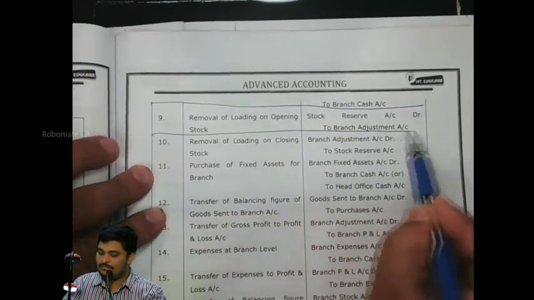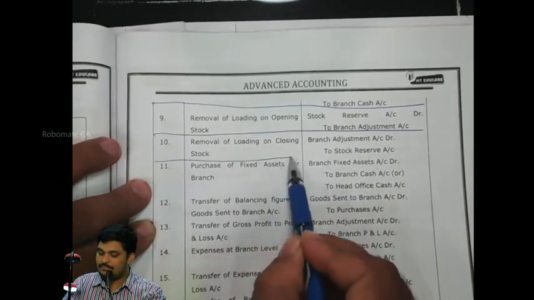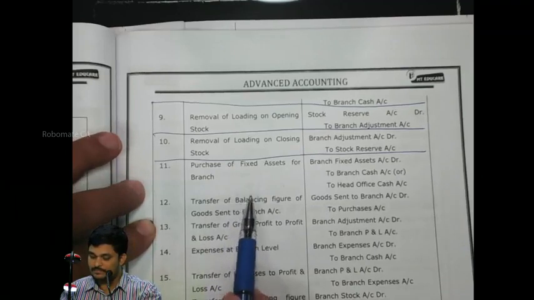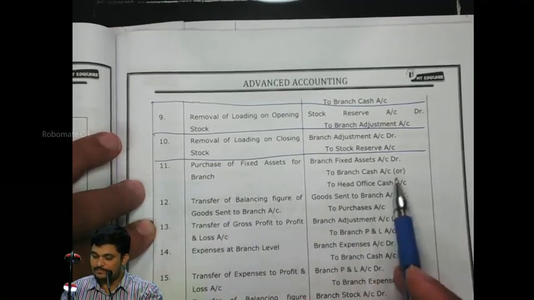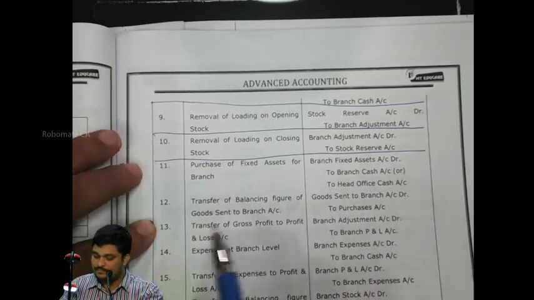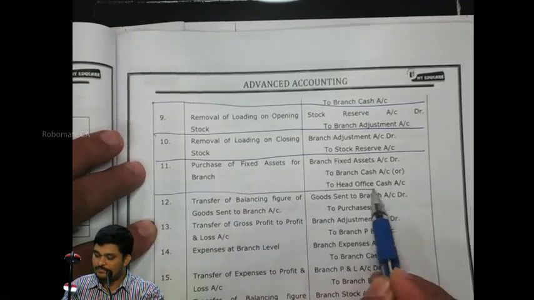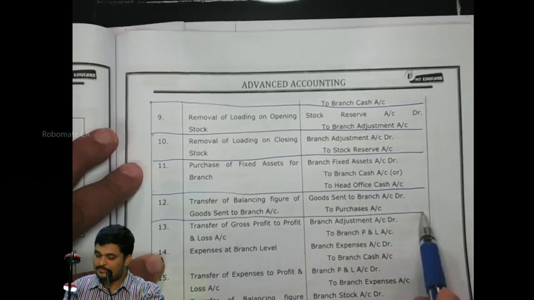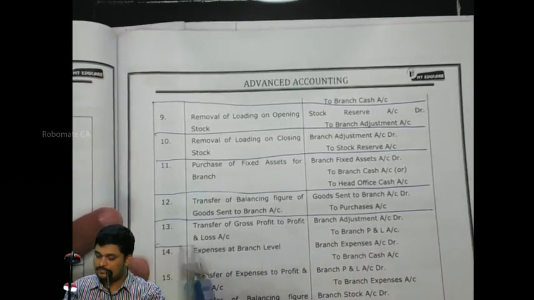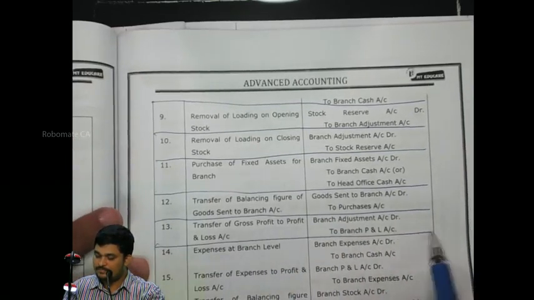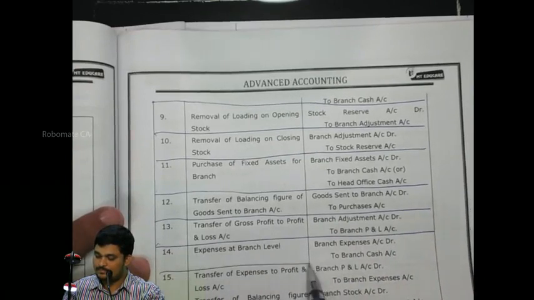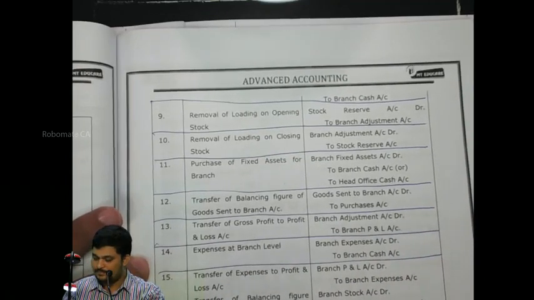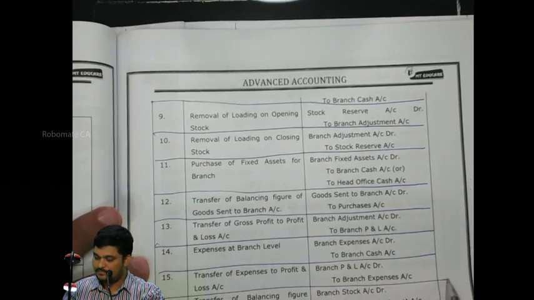Removal of loading on opening stock: stock reserves account debit to branch adjustment account. Removal of loading on closing stock: branch adjustment account debit to stock reserves account. Purchase of fixed assets for branch: branch fixed assets account debit to branch cash account or head office cash account. Transfer of balancing figure of goods sent to branch account: goods sent to branch account debit to purchases account.